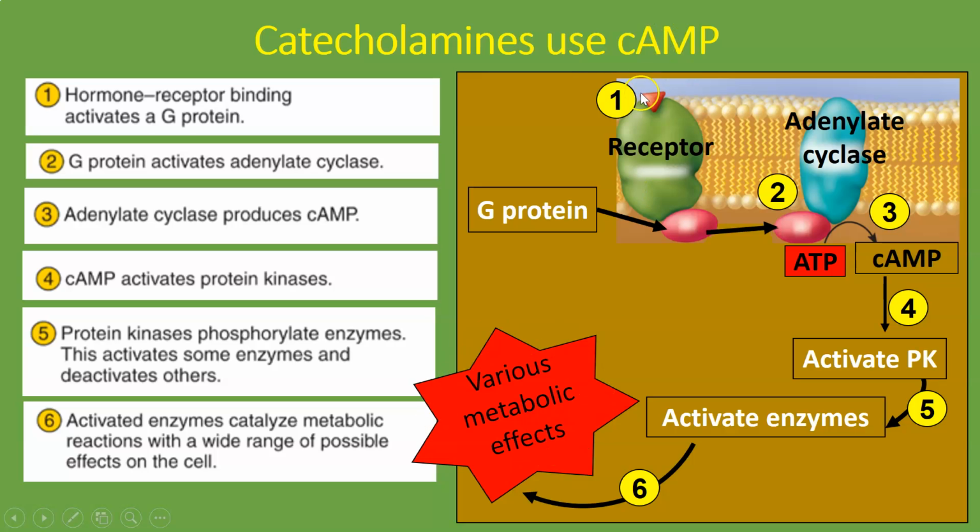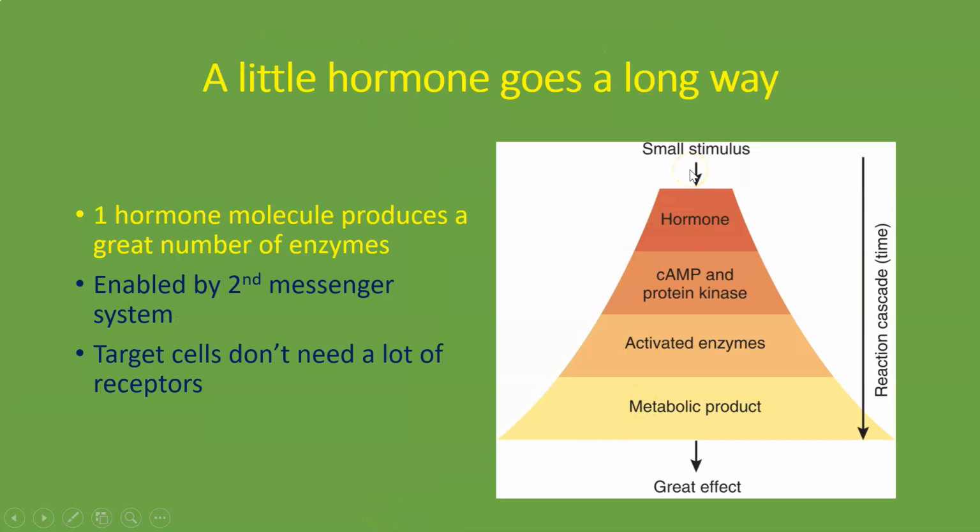Notice that this is plural, but we got here to the red star when only one hormone was attracted to one receptor. So we have very little hormone, but a much greater effect. And that's an important piece here, because that's what is happening in this reaction cascade. So we have a small stimulus, where very little hormone binds to a few receptors on the cell surface, but by using the second messenger system, you get a very great effect. So small stimulus, great effect.